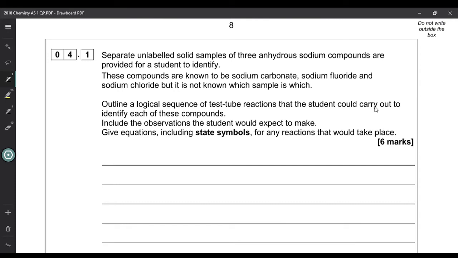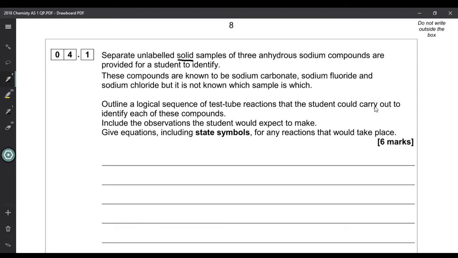So question 4 is asking us to identify some sodium compounds. Now in the question we've been told that we've been given solid samples. A lot of these tests involve working on solutions, so we've got to make sure that in the method we're making them into solutions. And some students during the exam didn't do this, so they lost marks for it.